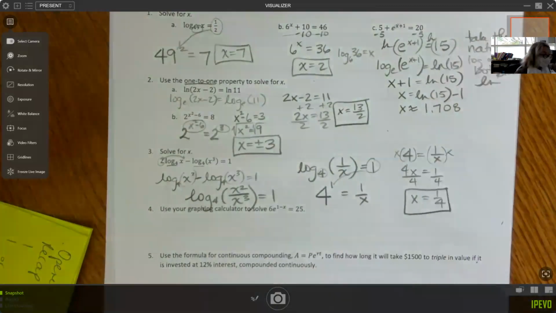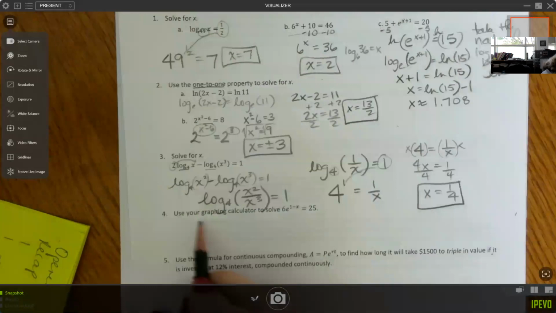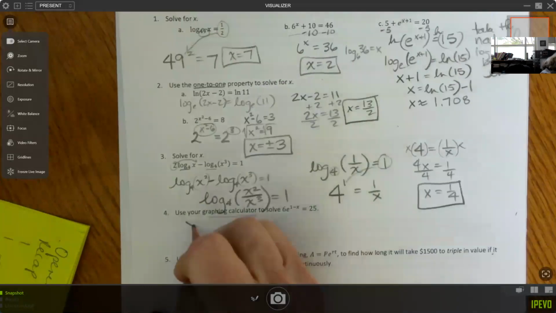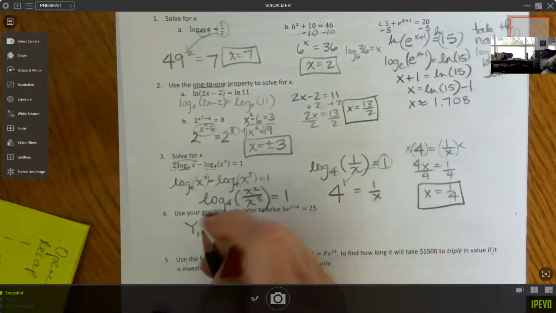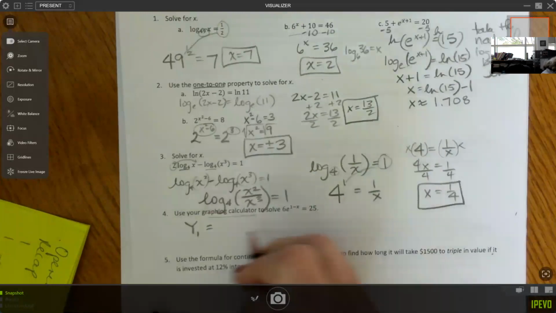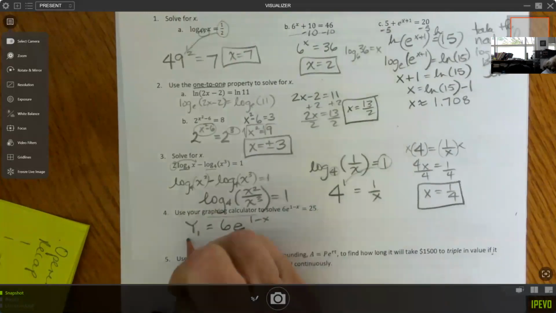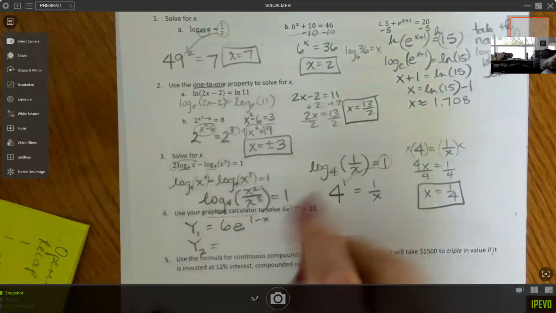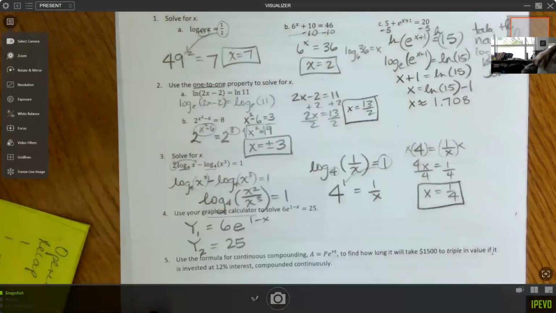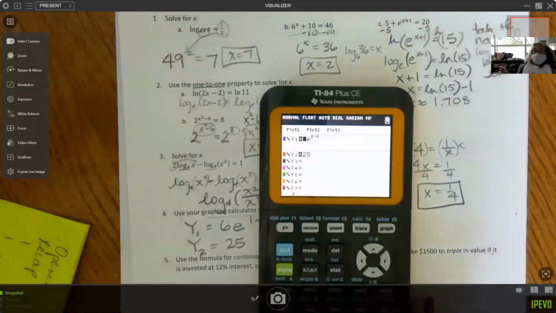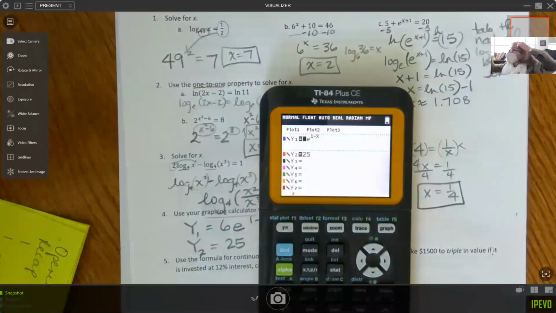Now we're going to use our graphing calculator to solve for this one. The easiest way is to put in this function, y1 equals 6 times e to the 1 minus x. And then my second function is just going to be this horizontal line. So when do these cross? Everyone's good with, and you can borrow a calculator if you want. These are the two functions you're going to put in your calculator.